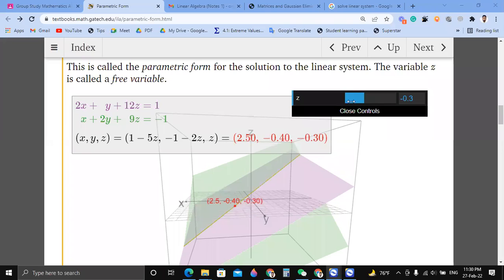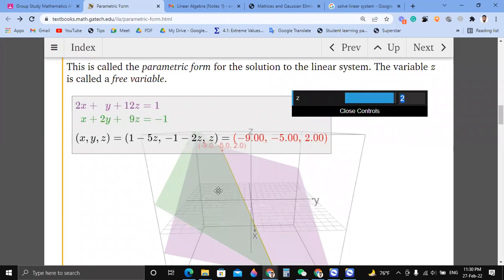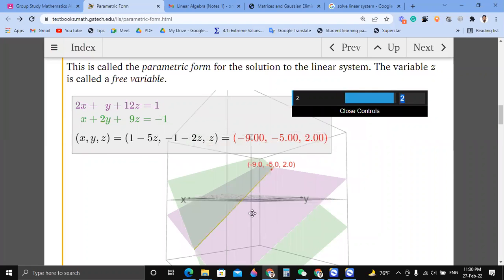So if I take some value of z, you see here I can just increase and decrease the value, right? So I can see how the values of x, y, z change, right? It goes from downward to upward. It goes from down to up, right? So this is the implication of our linear algebra, okay?